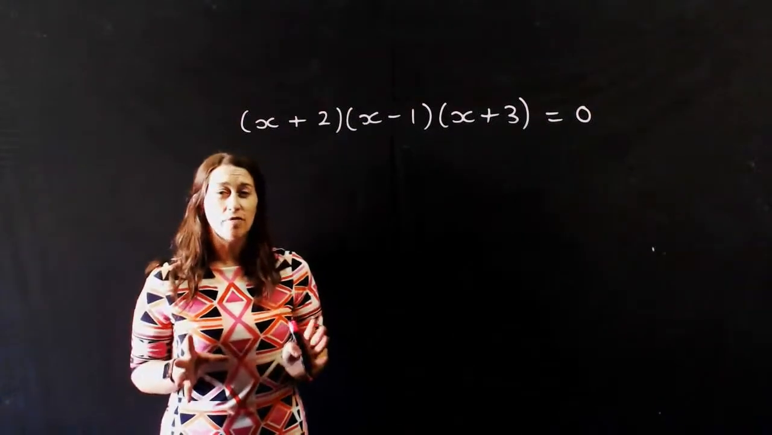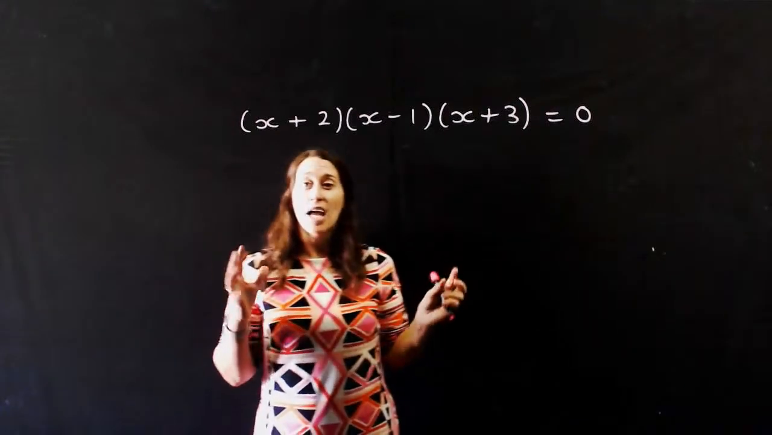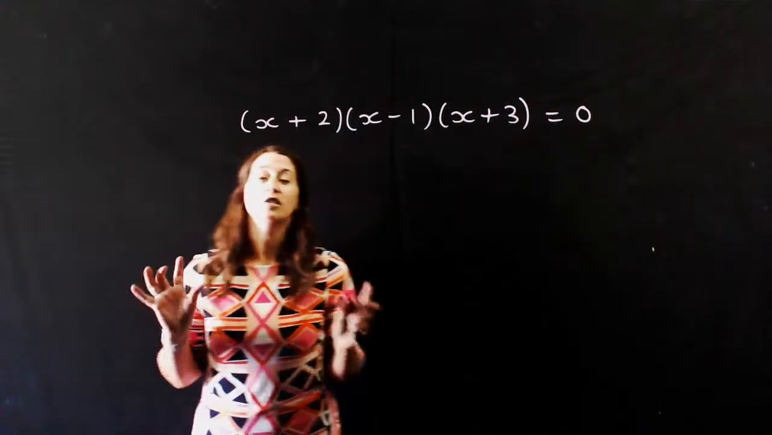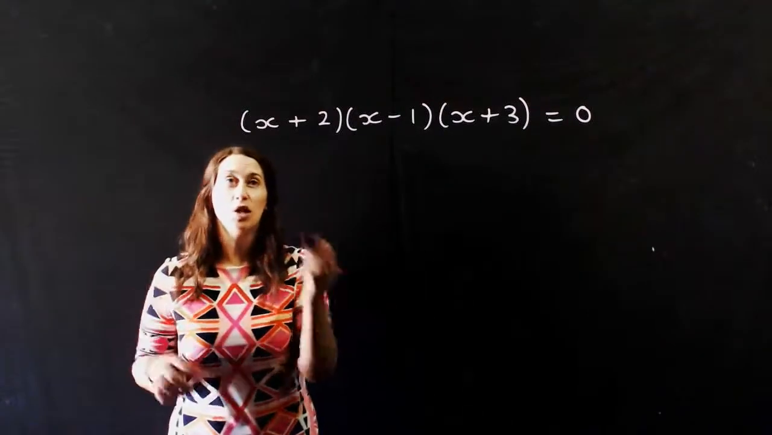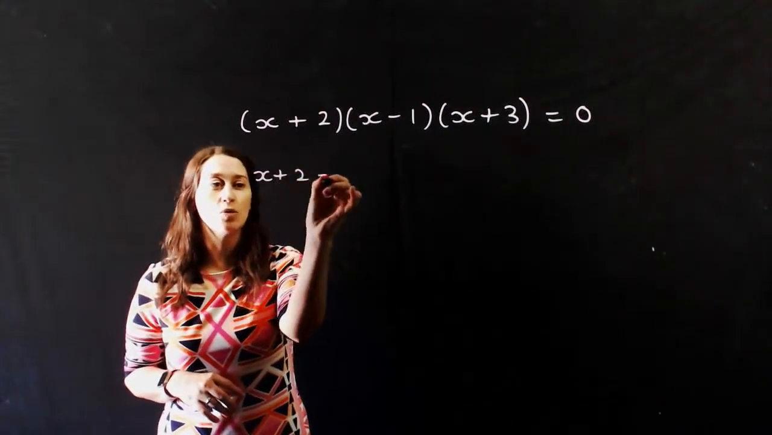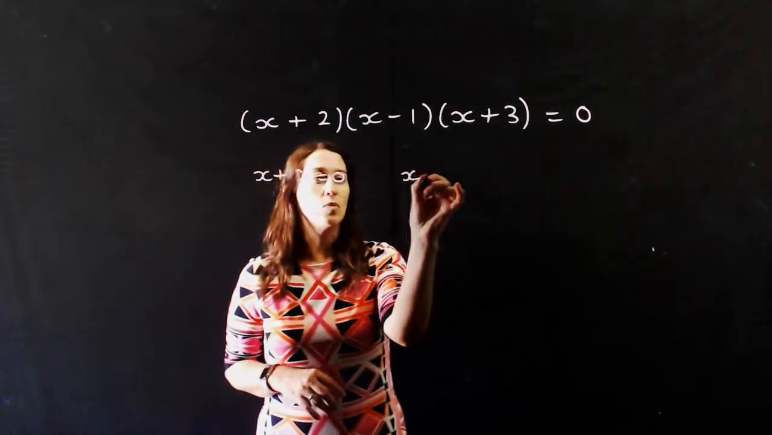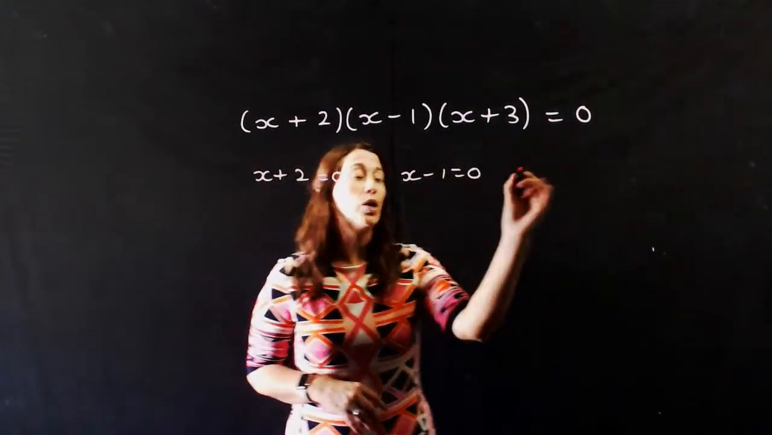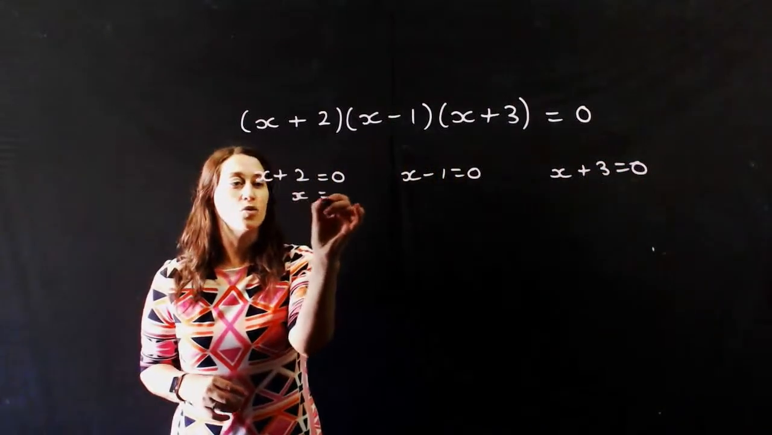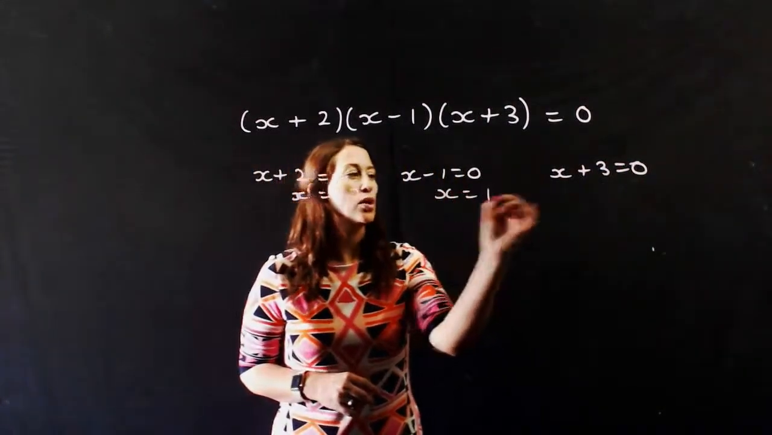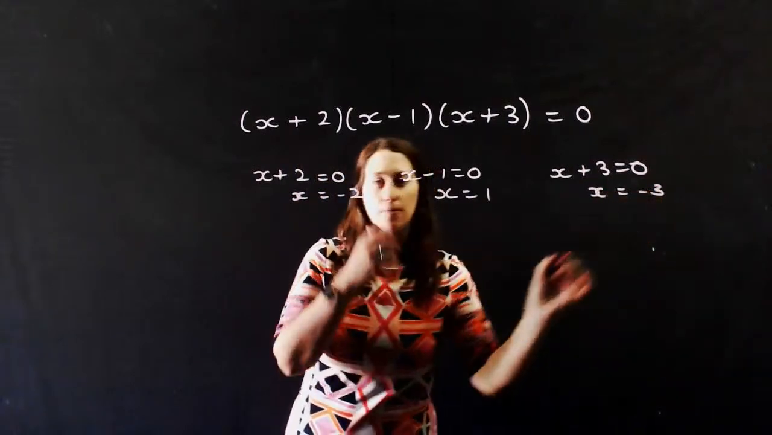You can use the null factor law beyond quadratics. You can use it for quartics or anything as long as you've got all the linear factors. So what we say here, using the null factor law, either x plus 2 equals 0, or x minus 1 equals 0, or x plus 3 equals 0. So solving those, x equals negative 2, x equals 1, or x equals negative 3.